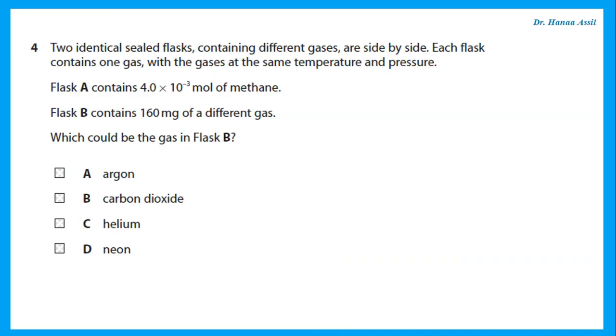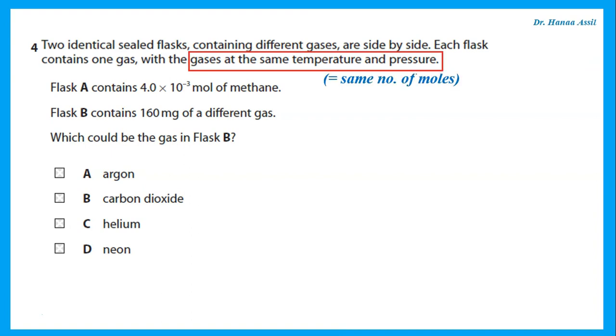2 identical sealed flasks containing different gases are side by side. Each flask contains 1 gas with the gases at the same temperature and pressure. Now we're told that flask A contains this number of moles of methane. Flask B contains this mass of a different gas. Which could be the gas in flask B? Well, first of all, the 2 gases are at the same temperature and pressure, so they would have the same number of moles.